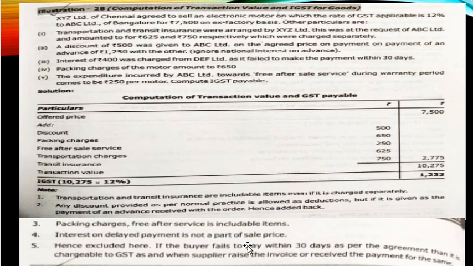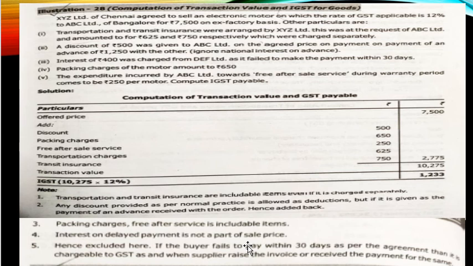So his transaction or his interest charged will not be included in this problem. So this 400 will not be considered in the computation of transaction value of GST, as it is not related to the transaction or the dealing which has been made between XYZ and ABC. So DF is the third person, so the interest charged from him will not be applicable here. So let us get into the solution.